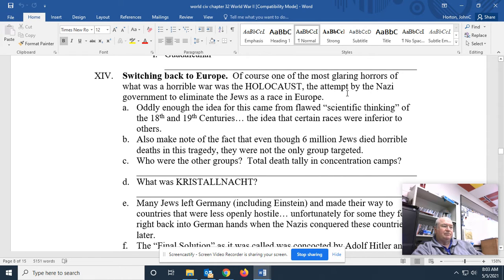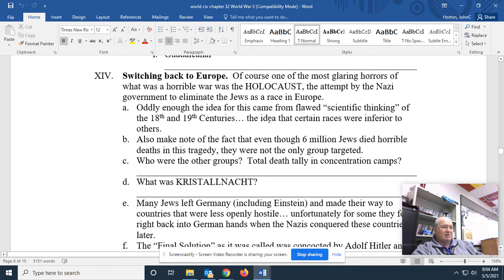gypsies, people with physical and mental challenges, like for example, children with Down syndrome would be taken. And loudmouth Catholics who wouldn't shut up about the fact that you're killing people and this is wrong. But anyway, let's go back to this.